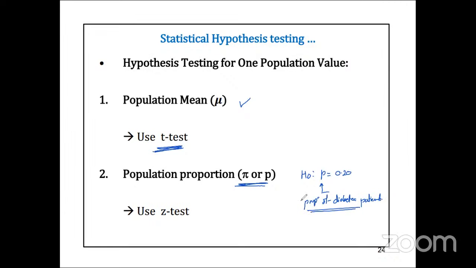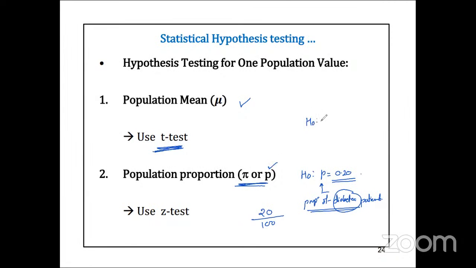So what I want to establish here is whether 20 people out of 100 are diabetic patients or not. So I want to establish this one. Many times you may be interested in testing a hypothesis related to population proportion.